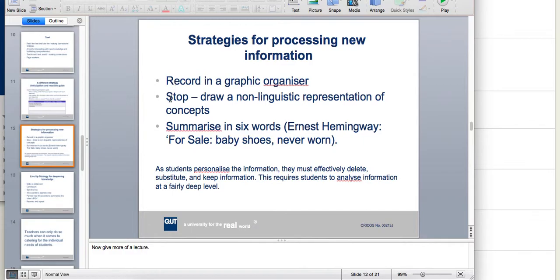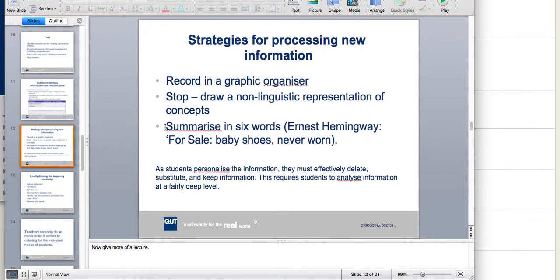You could ask students to stop after they've read, or stop after each paragraph, or however often you wanted them to, and to draw a non-linguistic representation of the concepts. So whatever concept you're teaching, you can stop and get them to draw a little picture that they feel represents that concept. And that will suit some learners more than others.